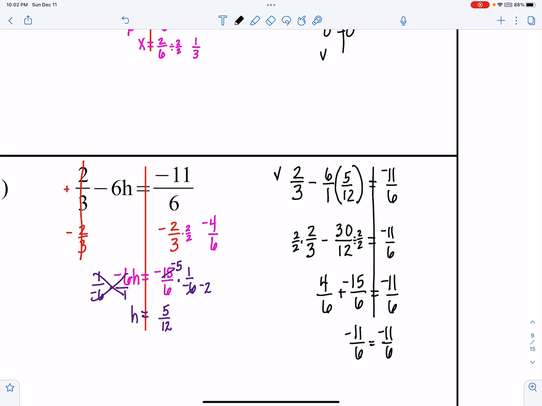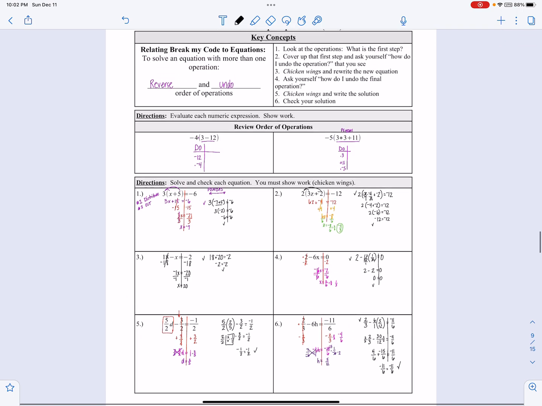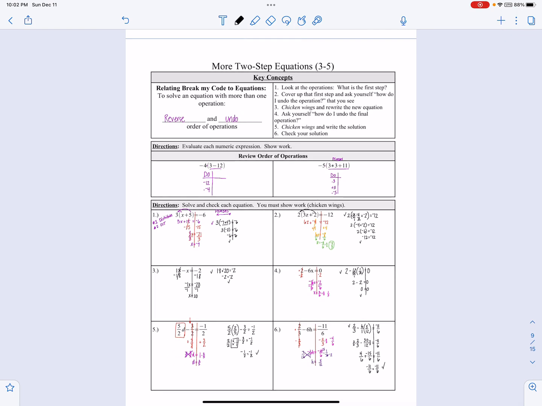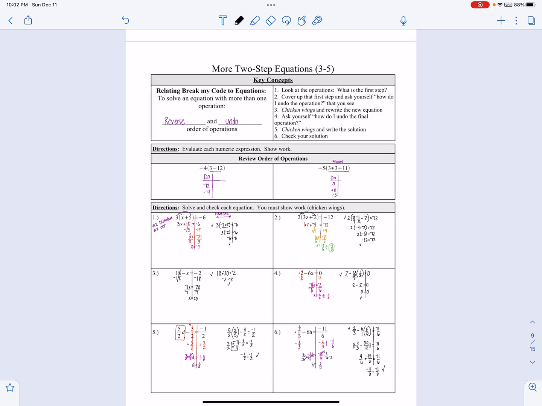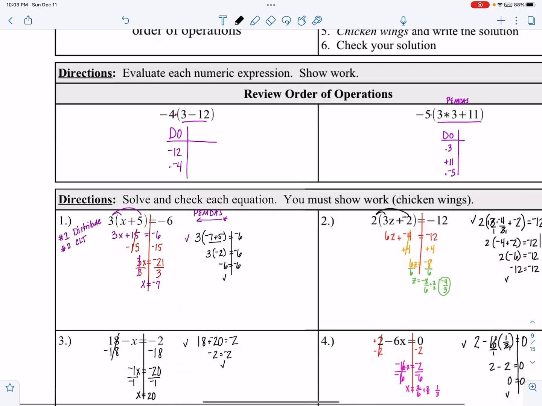That was sort of a pain one, but it all checked out. So there we go. That is more two-step equations, getting a little bit even more complex. You can see it still follows the same process, other than that little suggestion of distributing and combining like terms before then working backwards if the problem allows for that.